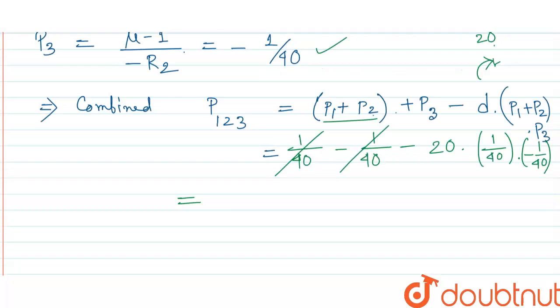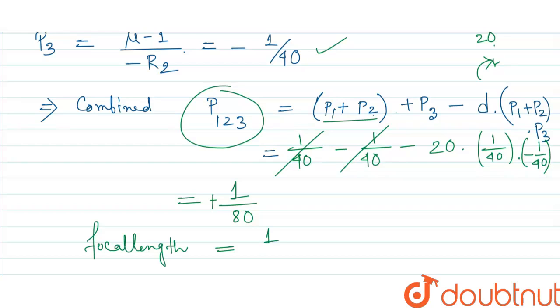After that we have to calculate. Minus minus plus, so it will come to 1 by 80. So the combined power is coming 1 by 80. So what will be the combined focal length? 1 by P, that is 80 centimeter.